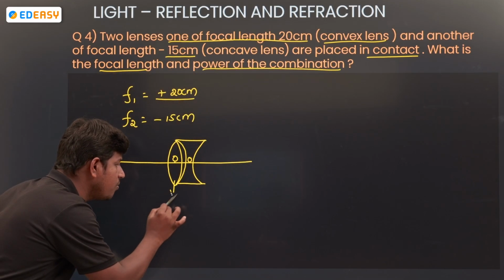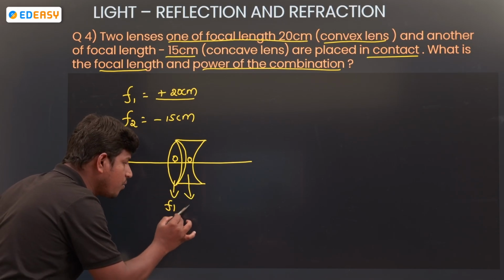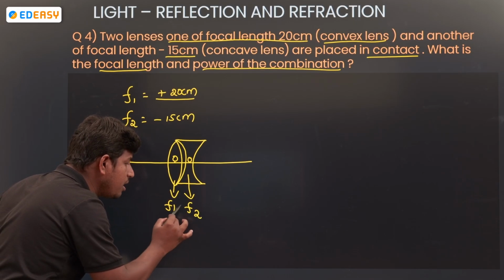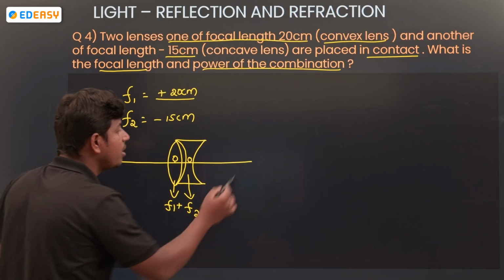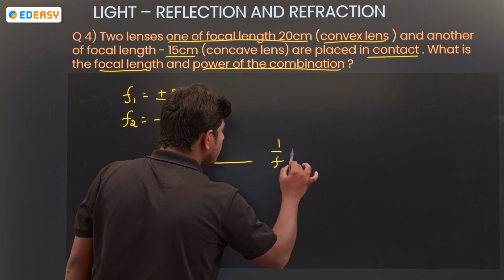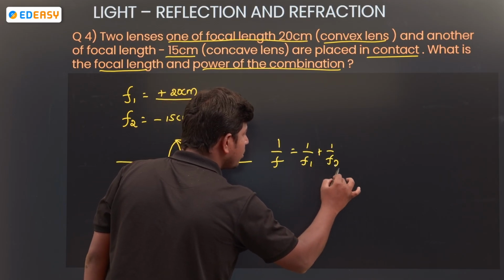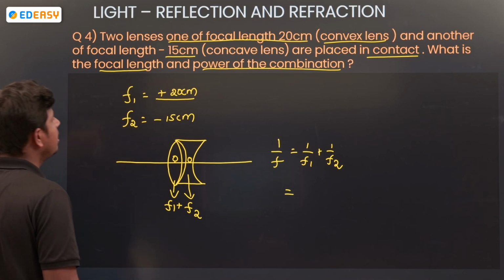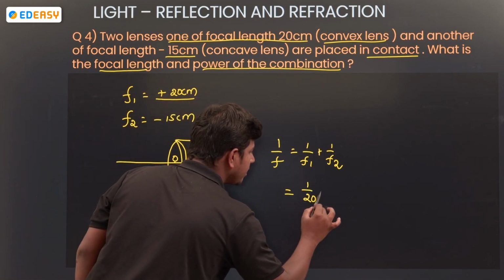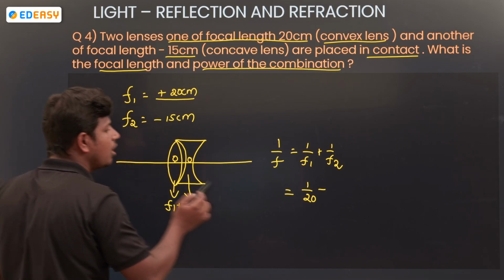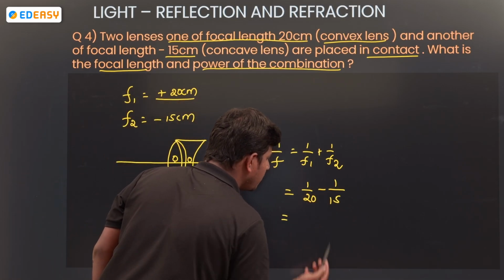This convex lens has focal length f1, and the concave lens has focal length f2. The combination of these two gives a combined focal length. 1 by f is equal to 1 by f1 plus 1 by f2. The f1 value is plus 20 and the f2 value is minus 15, so 1 by f is 1 by 20 minus 1 by 15. Take the LCM of 20 and 15.